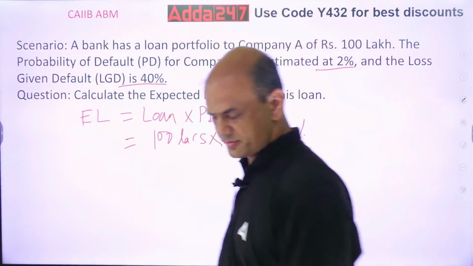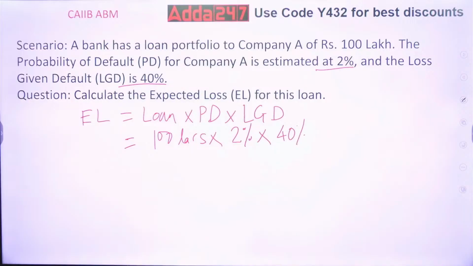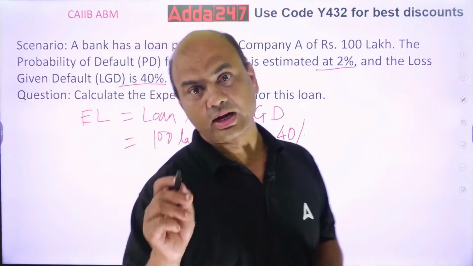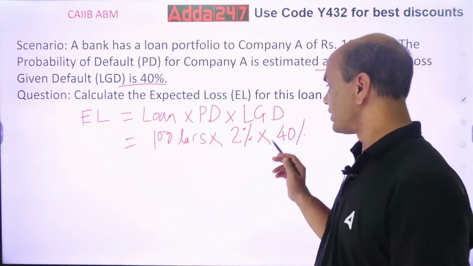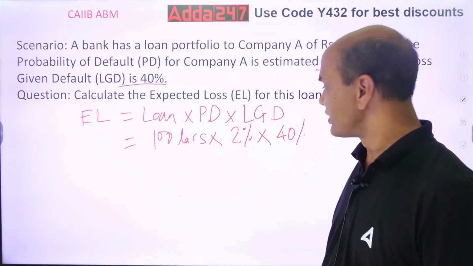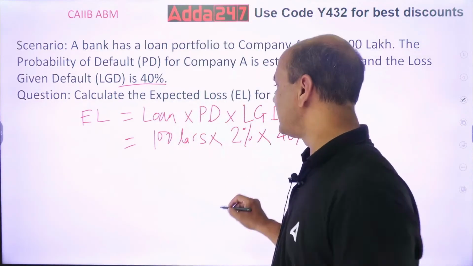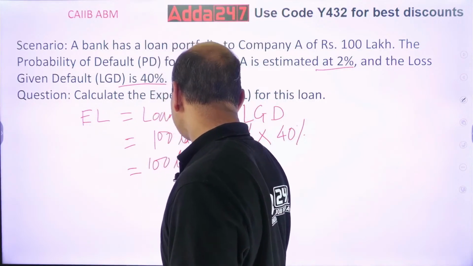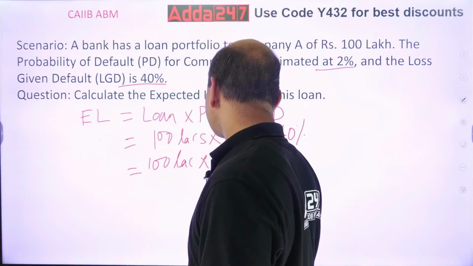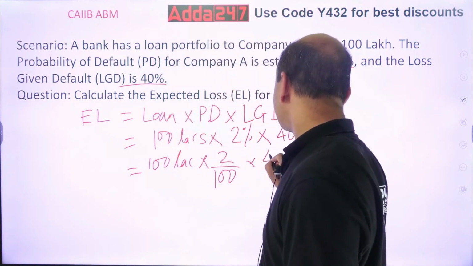So calculate it. Kindly don't do it manually, try it with a calculator. Always try it with a calculator. Why am I telling you? Because don't try it orally. 40 into 2 is not 80%, don't do this, because you will go wrong. Whenever you are calculating percent, kindly note this: 100 lakhs into 2 upon 100 into 40 upon 100.